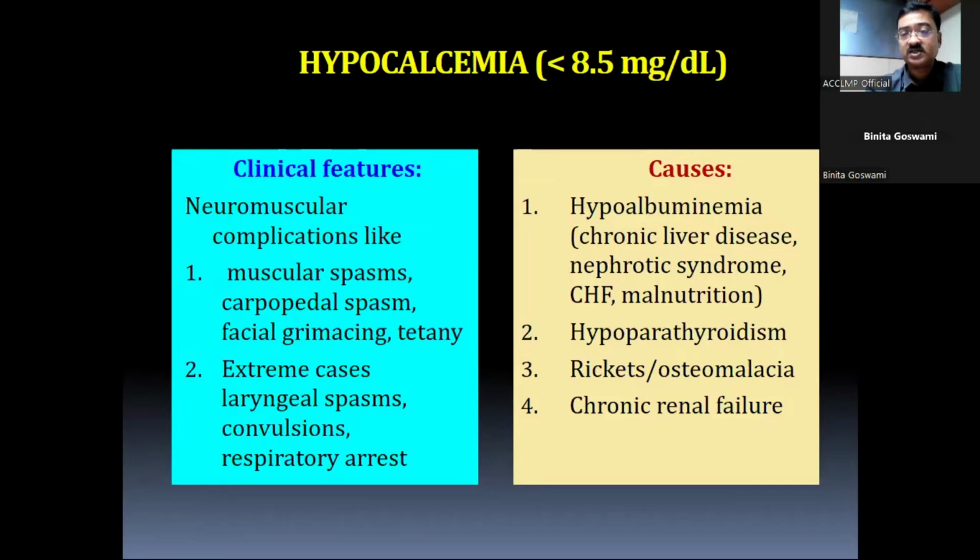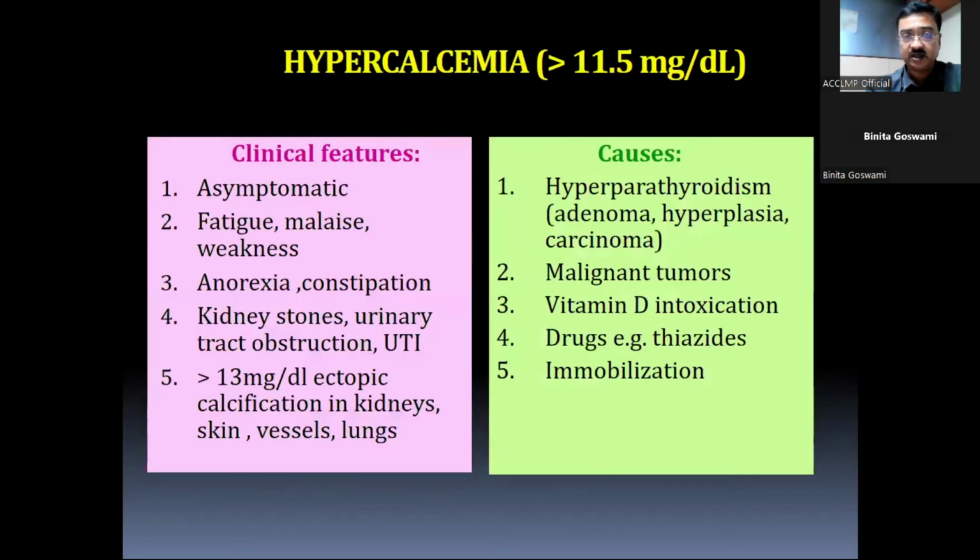Most causes are hypoalbuminemia, which is liver disease, nephrotic syndrome, malnutrition. This happens because calcium is always carried in blood with albumin. So when hypoalbuminemia is there, total calcium is reduced in blood. Hypoparathyroidism, rickets, osteomalacia, CRF are also reasons for hypocalcemia.